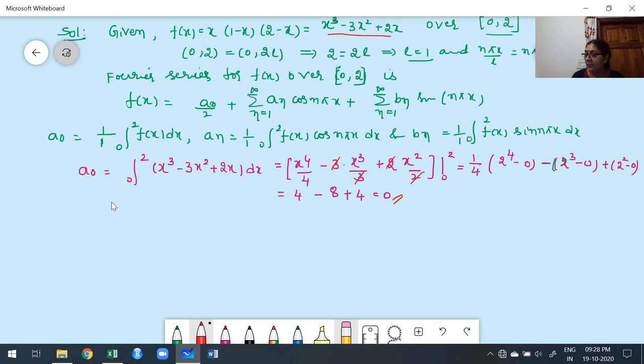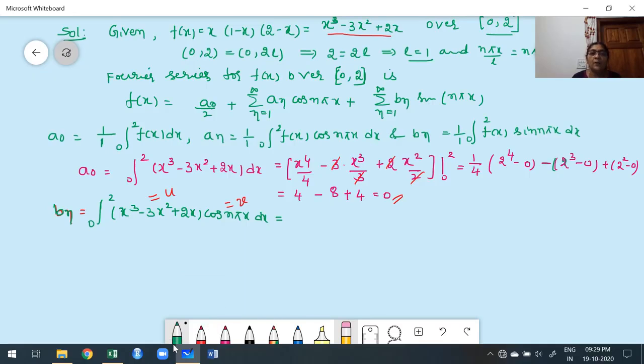What is my Bn value? Bn is 1 by 1, integral from 0 to 2 of the function x cube minus 3x square plus 2x into cos of n pi x with respect to x. Now from the UV rule or Bernoulli's rule, which one is the u function? The polynomial is the u function and the cosine function is v, because after the third derivative, x cube minus 3x square plus 2x is 0, but the cosine function is not 0 up to the nth derivative.